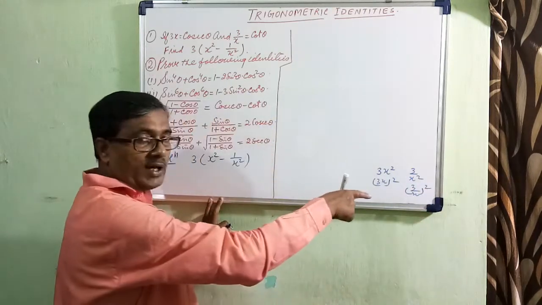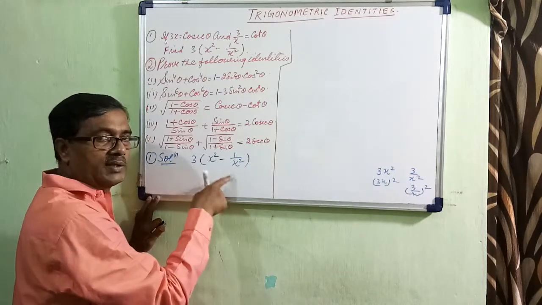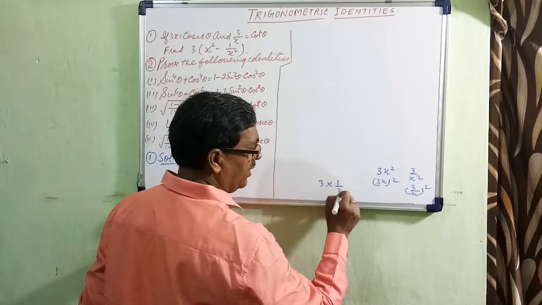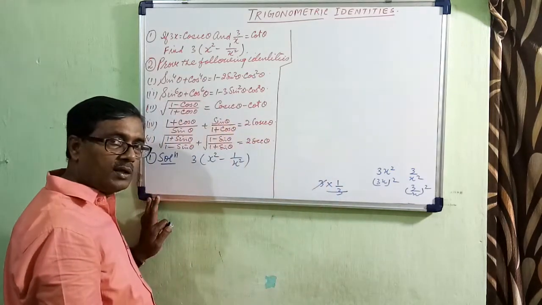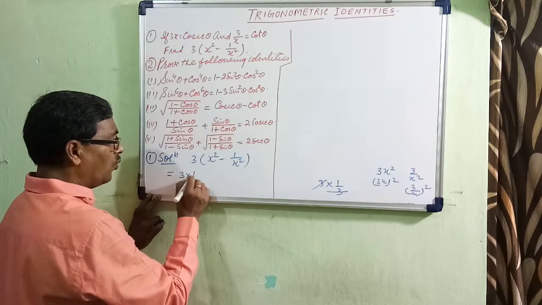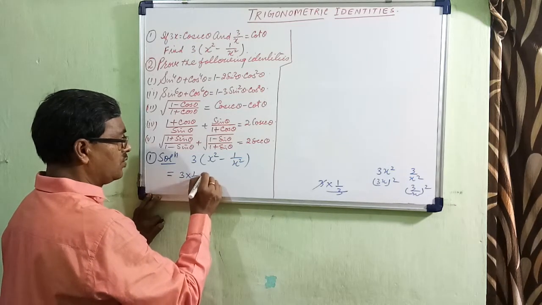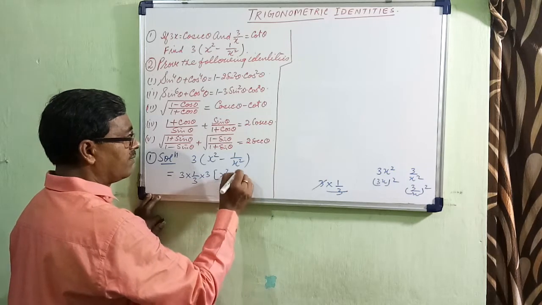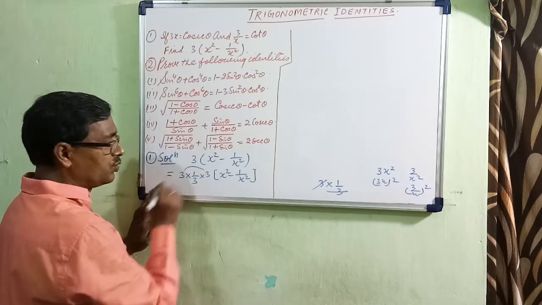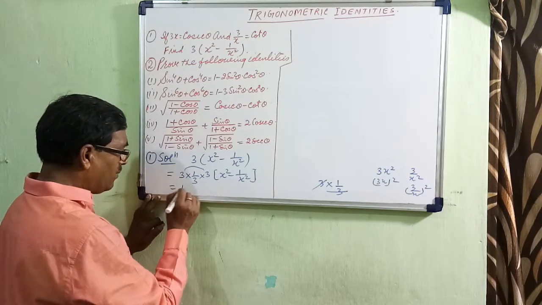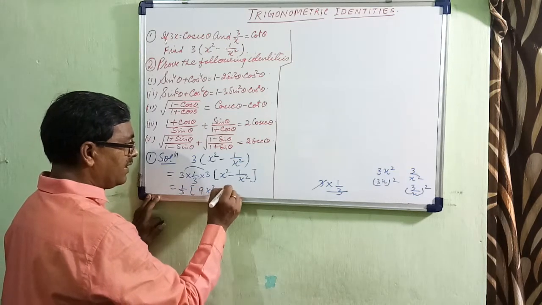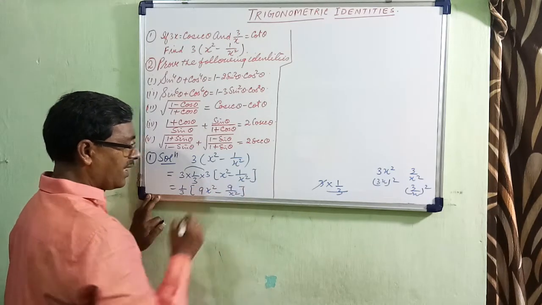In order to keep it in that form, I must multiply by 3 and divide by 3. When you multiply by 3 and divide by 3, what happens? It remains the same, 1. So here is the trick we have to apply. 3 into 1 by 3 into 3x square minus 1 by x square. This 3 into 3 is 9. So 1 by 3 you keep separately, and 9x square minus 9 by x square can be written.